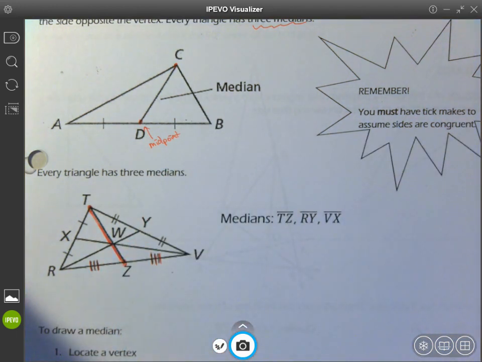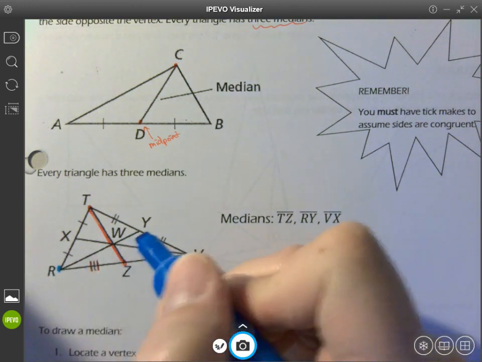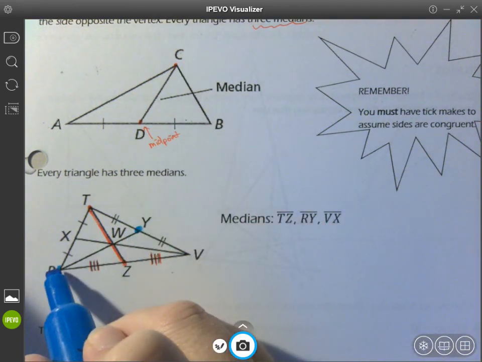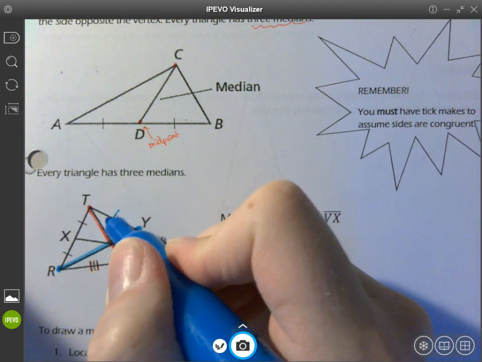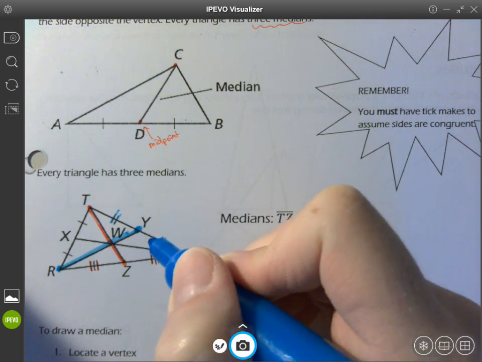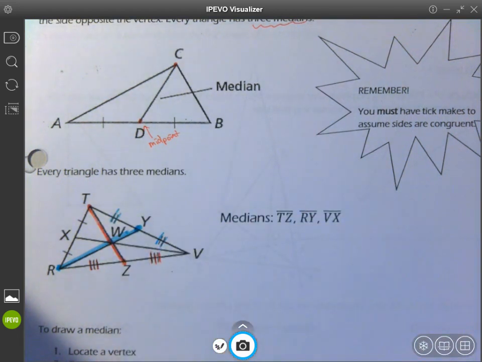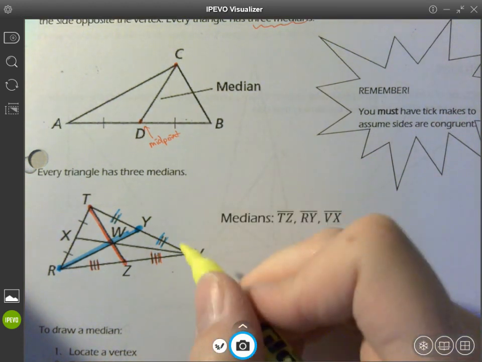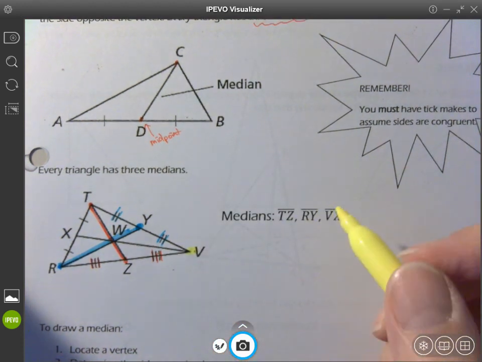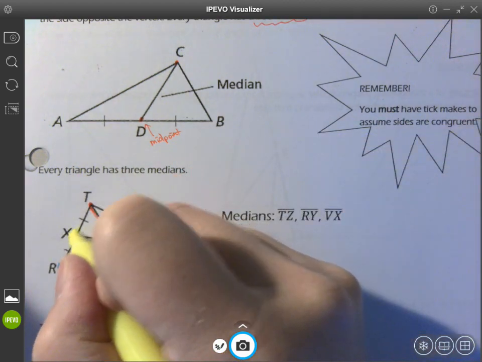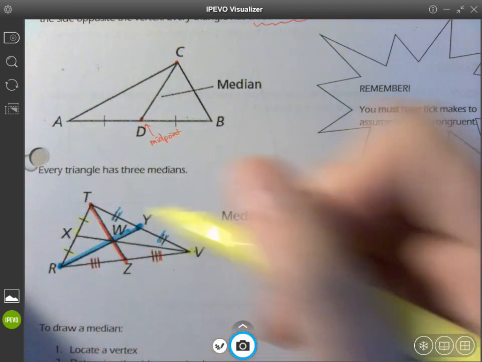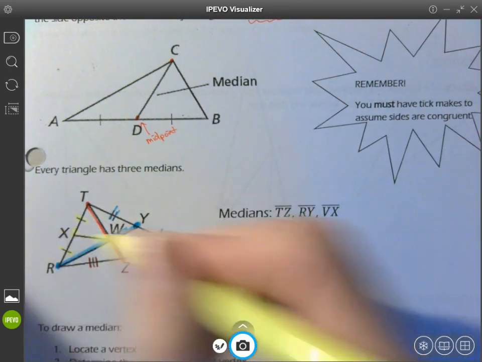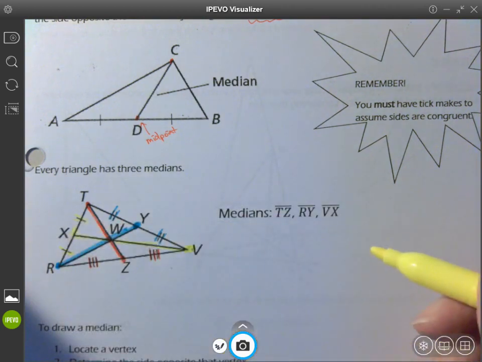Now let's look at the next one. Vertex is R and it goes to Y. So this is a median because it goes from vertex to midpoint, and these 2 segments are congruent, or sorry, that segment is congruent to here. All right, and then you have one more, and it goes from this guy right here, V, to the midpoint. So that's how I know they're medians. If I can get this to work, there we go. They're median lines because they go from vertex to opposite midpoint.